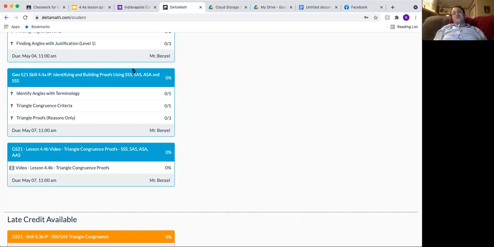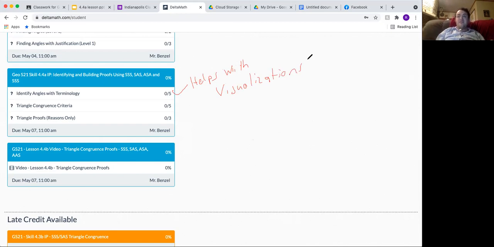What I did want to show you is what your 4.4a IP looks like. I'll go through each area and what to expect. Basically, identifying angles with terminology helps with visualization. One of the common problems with proofs, and why proofs are hard for people, is that they have trouble visualizing the vocabulary. People who visualize the vocabulary very well are able to know what is being talked about in the proof.